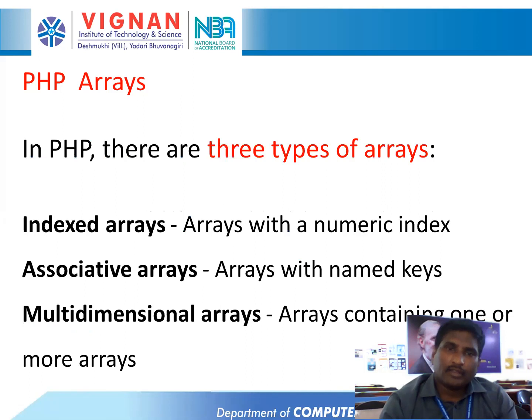Next, there are three types of arrays. One is indexed arrays, arrays with a numeric index. Arrays whose index is numeric are called indexed arrays. There are associative arrays, arrays with named keys. Arrays which have named keys are associative arrays. Anyway, we will have an example. Another one is the multi-dimensional array, arrays containing one or more arrays.